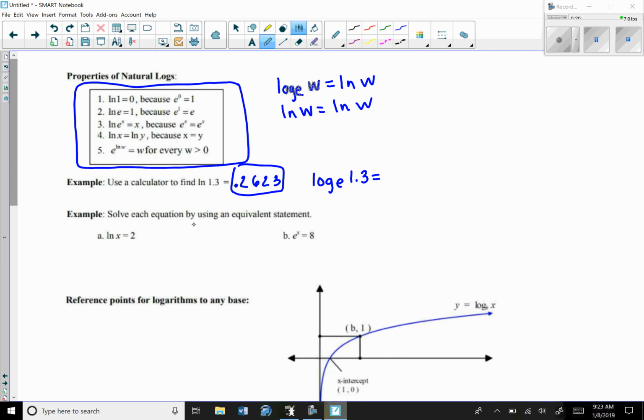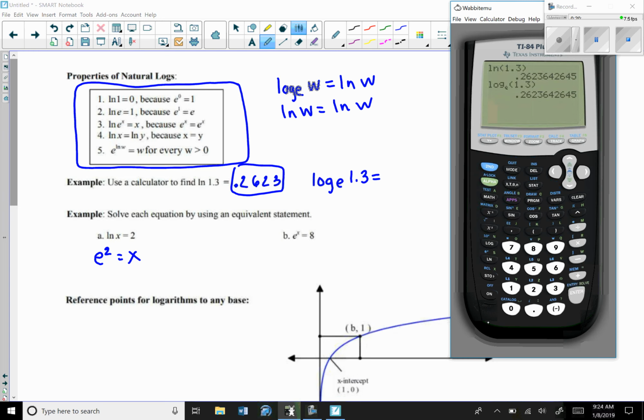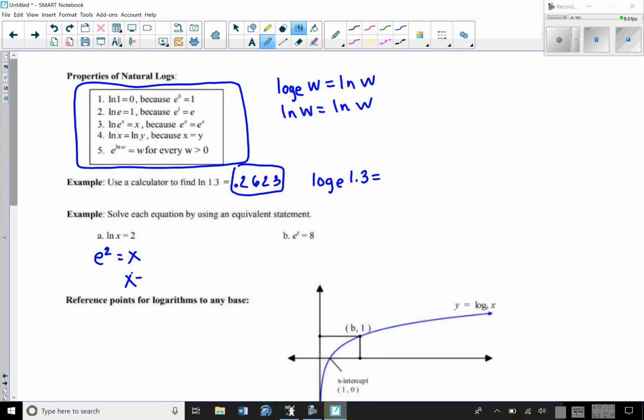The next one says solve each equation by using an equivalent statement. Again, if we want to solve a natural log using exponential form, the base, if it's not written for a natural log, is always base e. So this means e to the second power would be equal to x. Then you would get your calculator out and do second, and the division symbol is e to the power of 2. That gives us 7.3891 if we round.